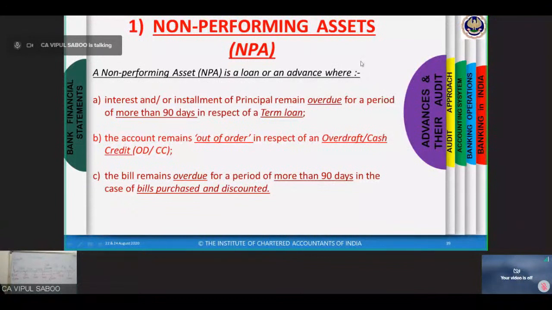Okay, so Anandi, this is my creation only. This is not there in the book. So if you want to draw it, you can draw it. This is just a way to learn the timeline of an asset from performing to non-performing. This is not there in the book. That is why I asked you guys to just jot it down.